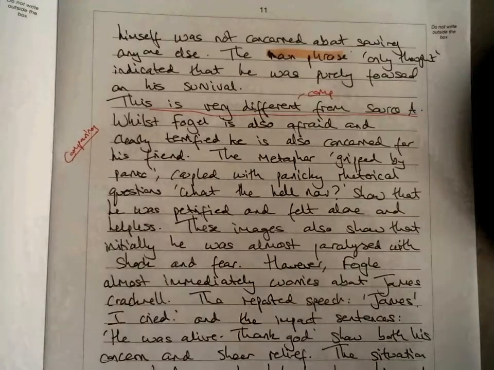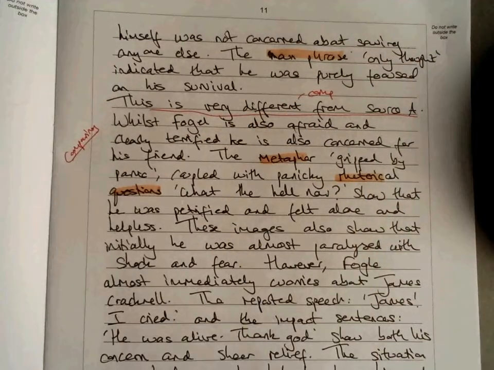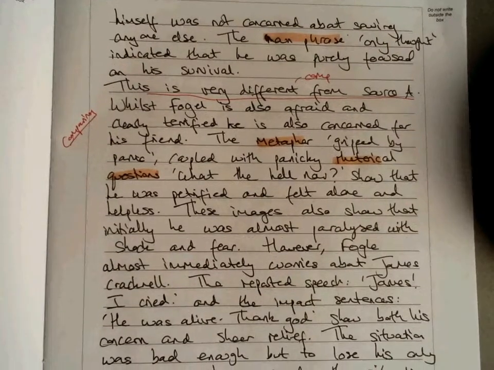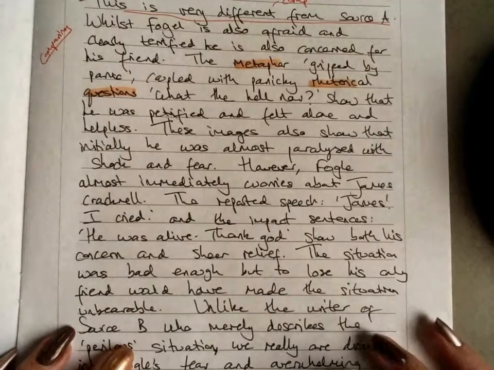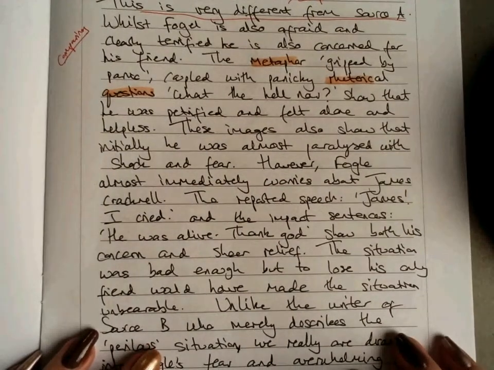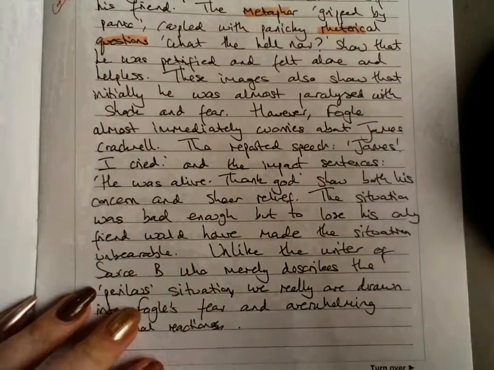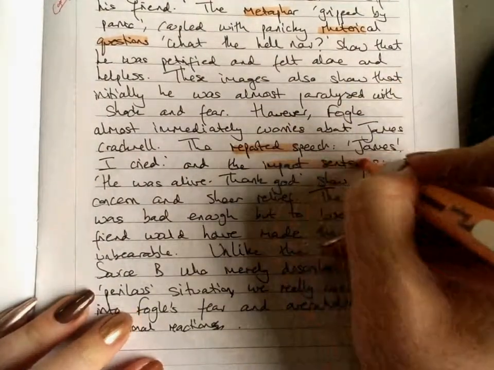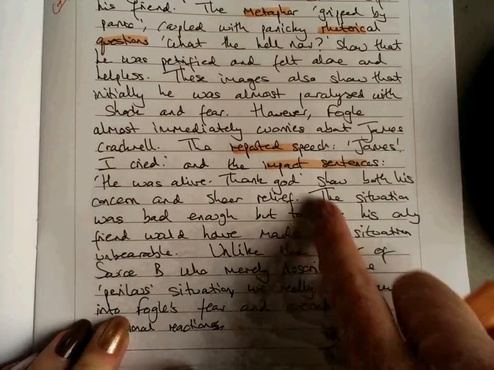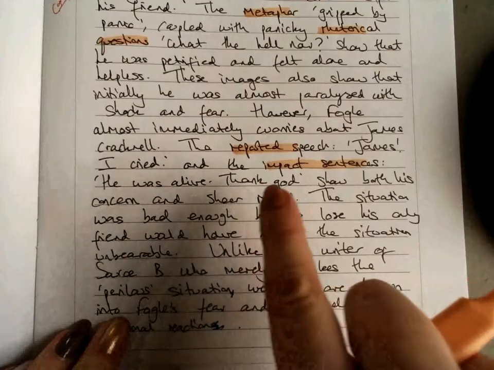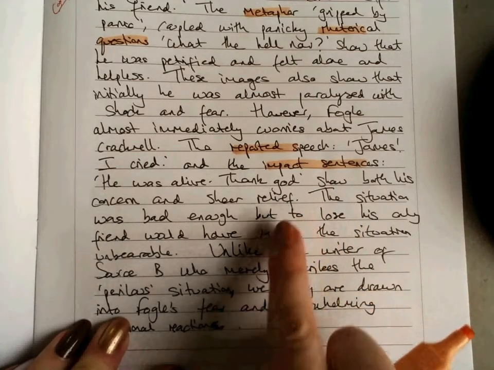Okay. The metaphor "gripped by panic" coupled with panicky rhetorical questions, "what the hell now", show that he was petrified and felt alone and helpless. These images also show that initially he was almost paralysed with shock and fear. However, Vogel almost immediately worries about James Cracknell. The reported speech, "James," I cried, and the impact sentence, "He was alive, thank God," show both his concern and sheer relief. Really using methods here to analyse and explain what I've learned about Vogel's perspective in this text.